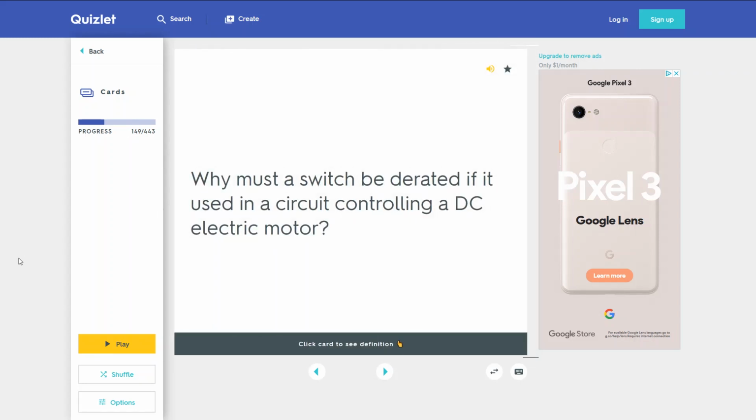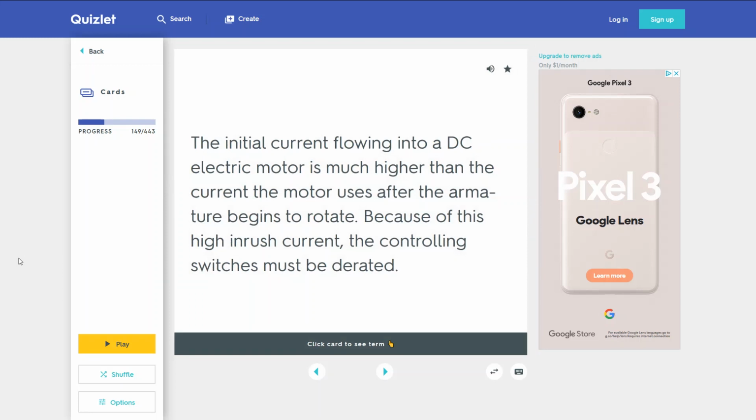Why must a switch be derated if it is used in a circuit controlling a DC electric motor? The initial current flowing into a DC electric motor is much higher than the current the motor uses after the armature begins to rotate. Because of this high inrush current, the controlling switches must be derated.